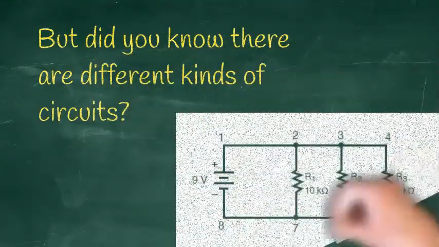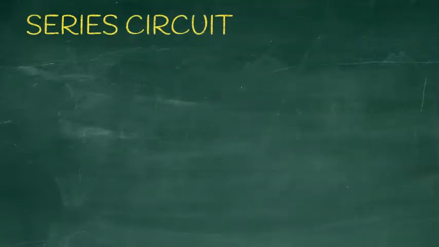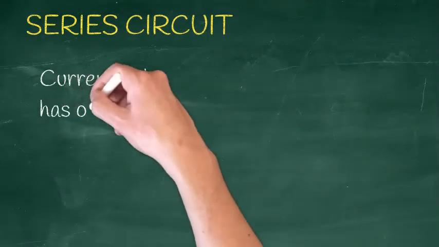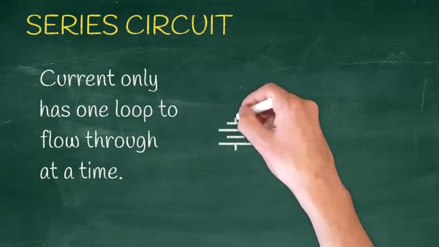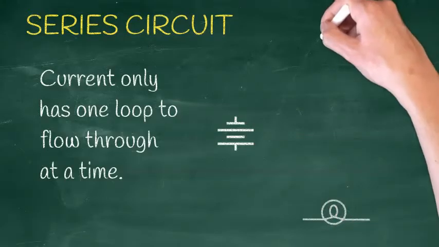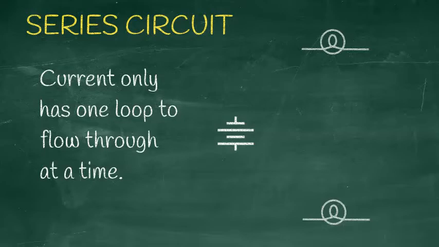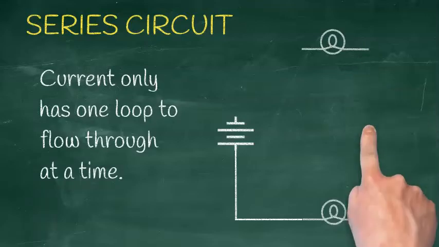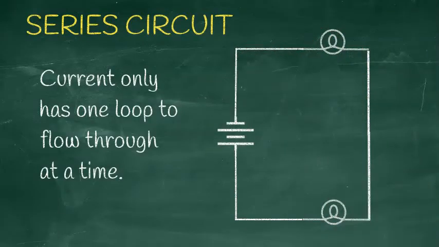But did you know that there are different kinds of circuits? The first type of circuit that we're going to talk about is a series circuit. This series circuit has current that only has one loop to flow through at a time. So here's a battery, and we're going to have two lights that we want to connect in a series circuit. And so we're going to draw the wires so that that wire is completed in one loop that connects to that battery.